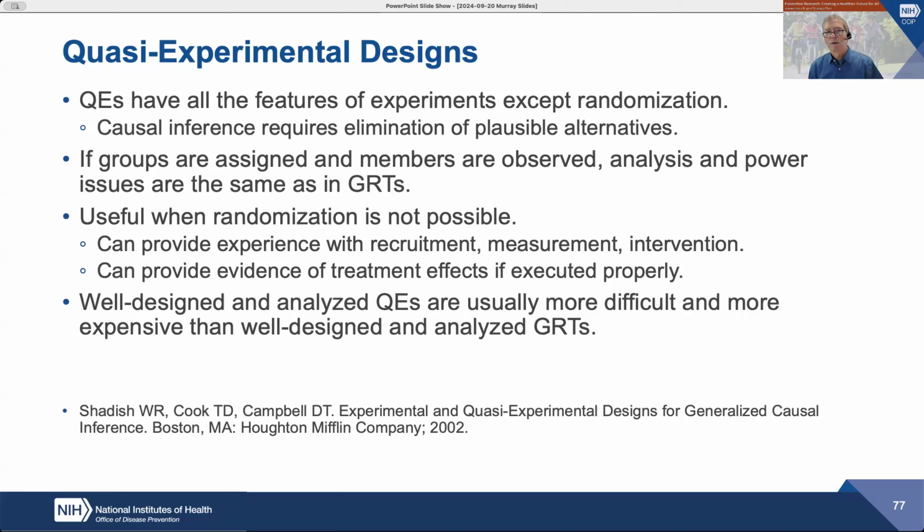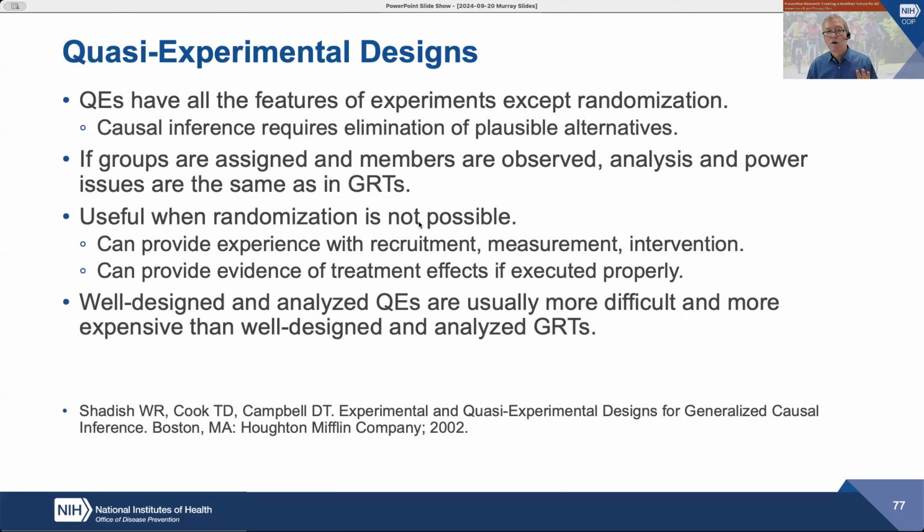So quasi-experiments have all the features of experiments except randomization. To me, that's a disadvantage. Causal inference requires elimination of plausible alternative explanations, where if I have randomization, I can rely on randomization for causal inference. If groups are assigned to study arms and members are observed, the data analytic methods and the sample size methods are identical to a parallel group randomized trial. So you haven't saved yourself anything.